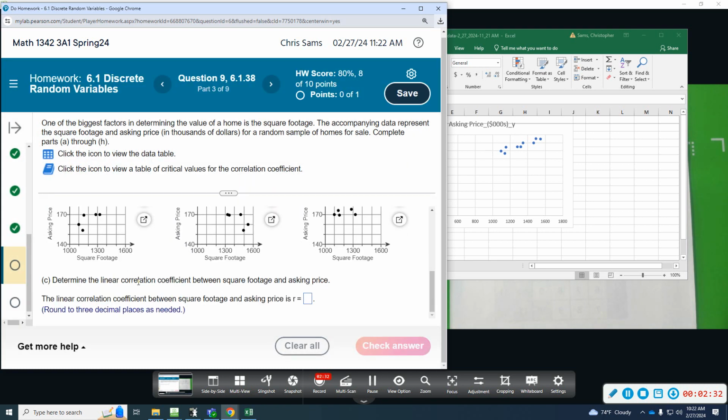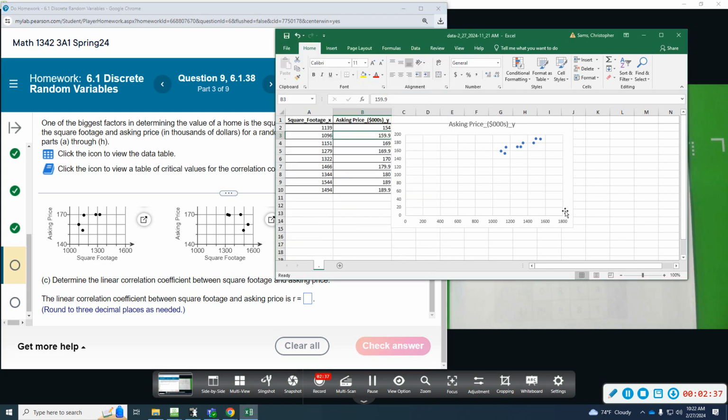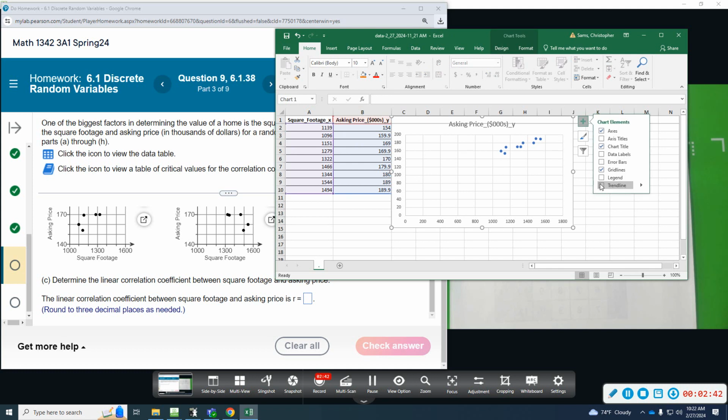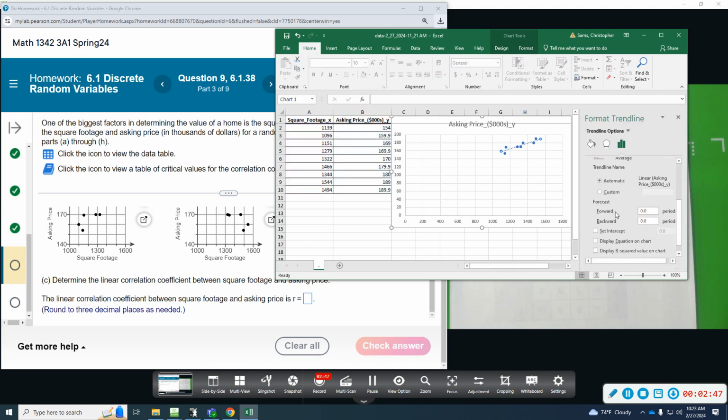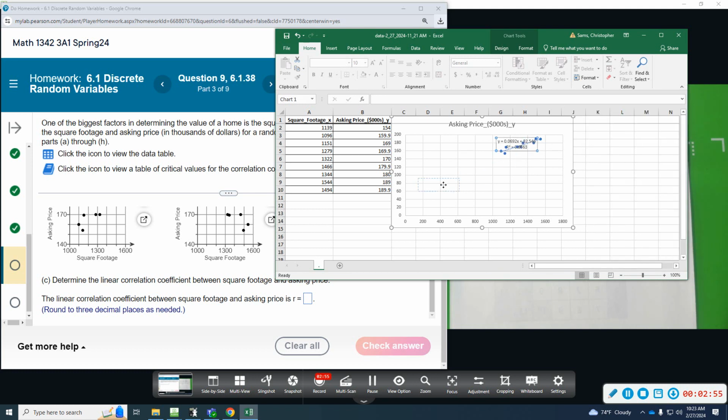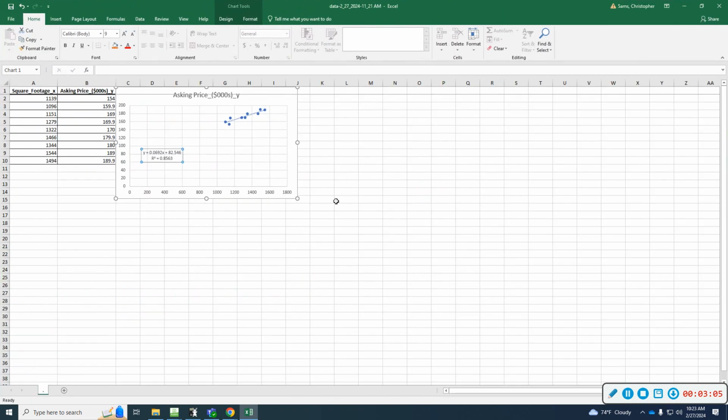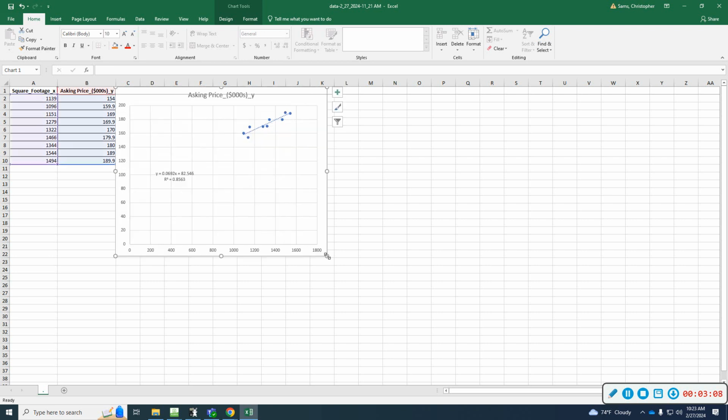All right, we're going to determine the correlation coefficient between square footage and asking price. So, reviewing the information we did in 4, I'm going to come here and do trendline, arrow, more options. All the way to the bottom, we're going to display equation and R squared. So I'm going to grab and move this. Remember, R is the correlation. This is R squared, so we have to find the square root of this value.